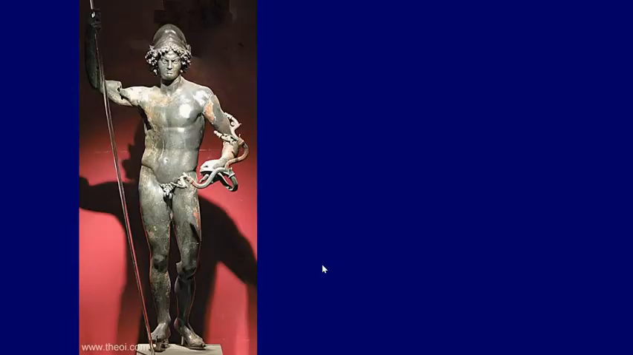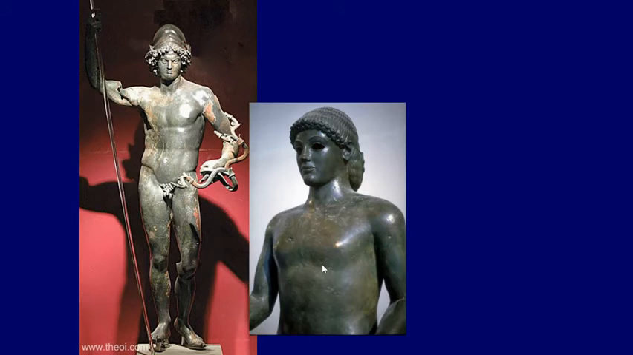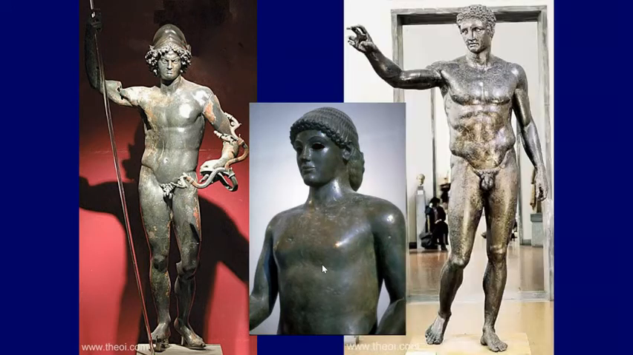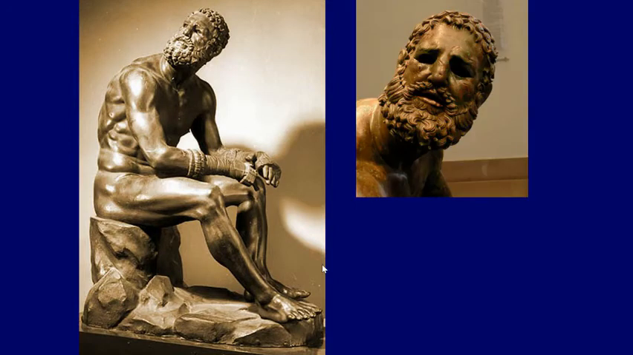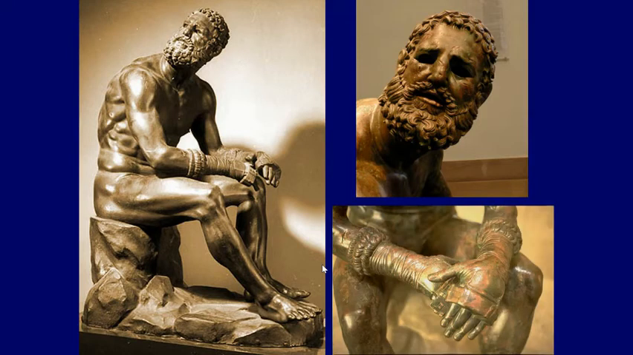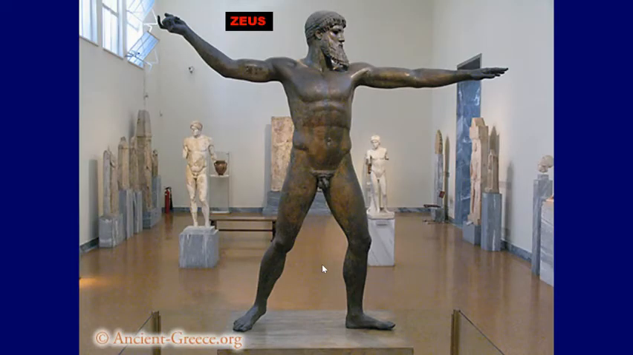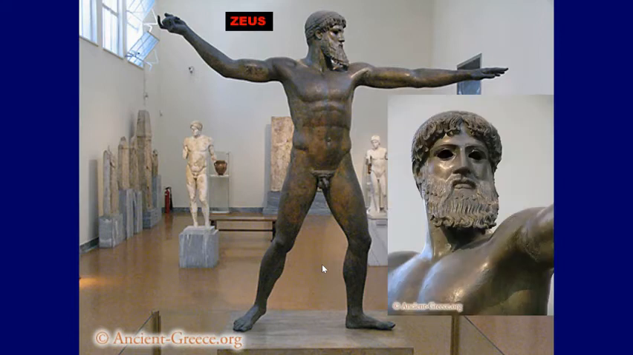So here are some Greek bronzes. This guy is an Olympic athlete. Can you tell what sport he plays? If you look closely at his hands, you can tell that he's a boxer. There's Zeus. What do you think he's throwing? He's probably throwing a lightning bolt.